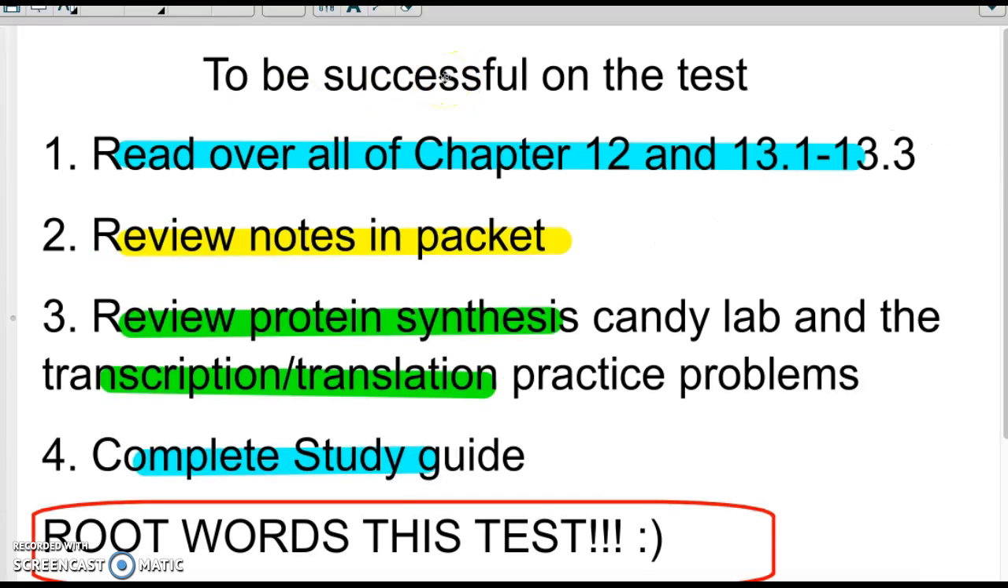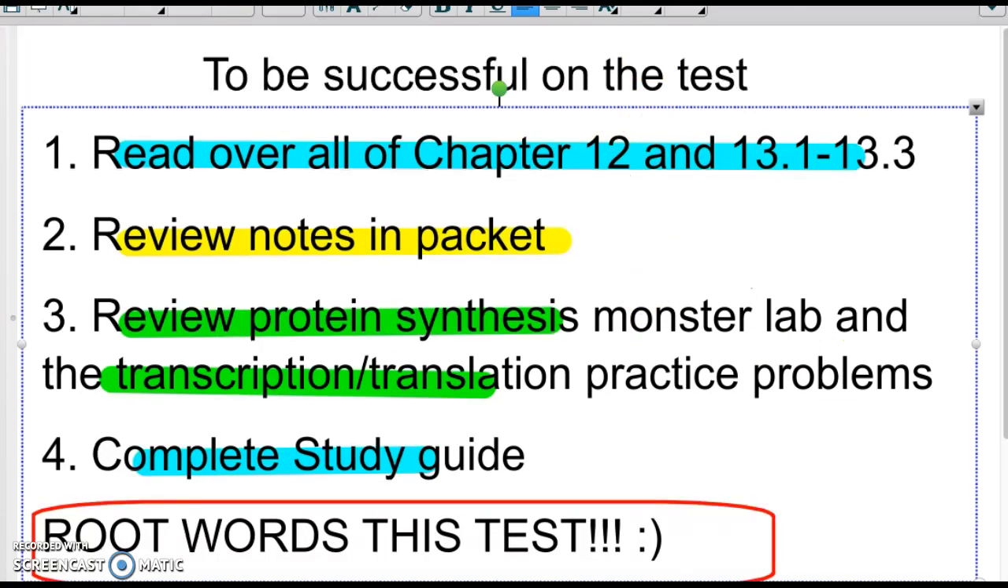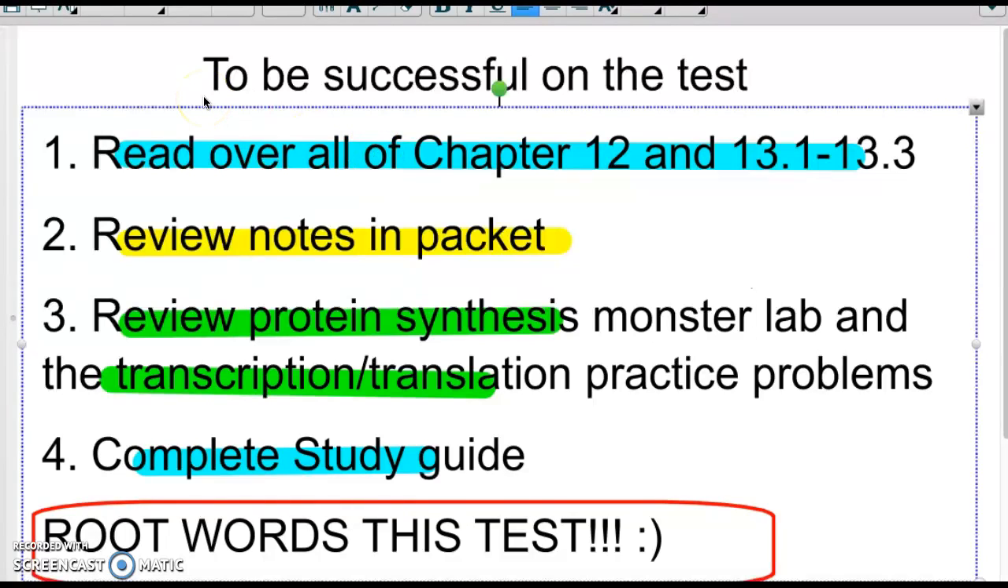So in order to be successful, I think you should read over all of chapter 12 and 13.1 through 13.3, but be careful about the protein synthesis. Please make sure you go over your notes, review the protein synthesis monster lab, and then go over the transcription and translation practice problems that you did, review the genetic code, and don't forget about root words. Some types of root words you saw were trans, script, poly, anti, syn, ase, osis. Those are some of the root words that could be chosen for the test. Good luck.